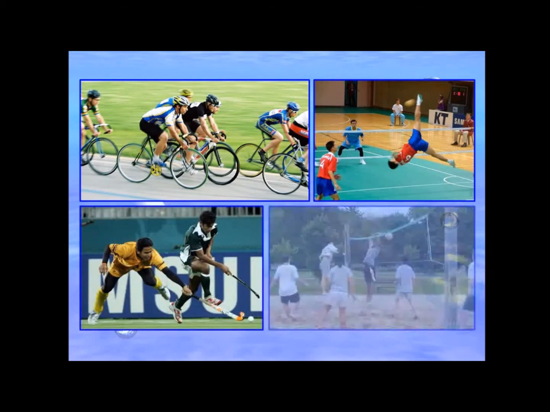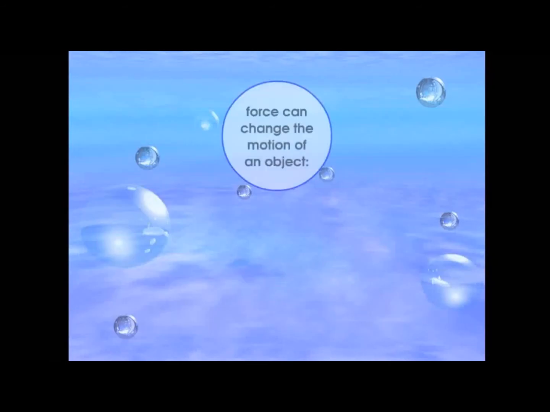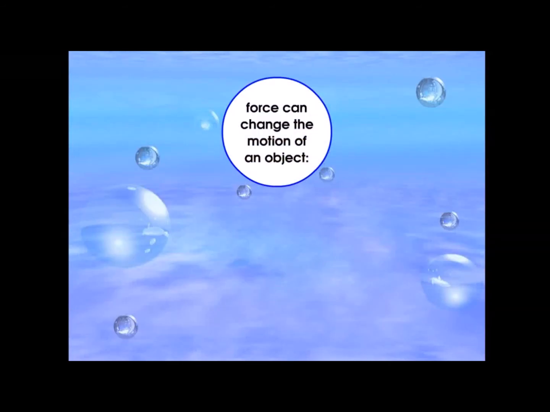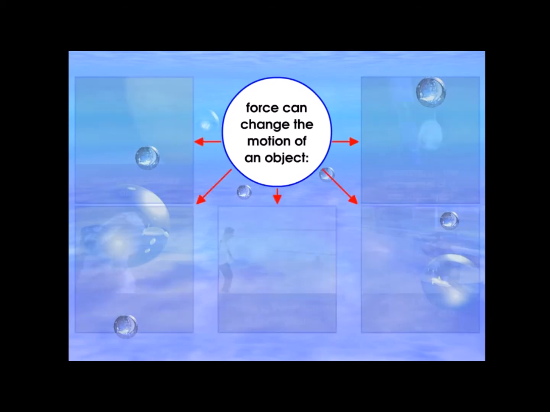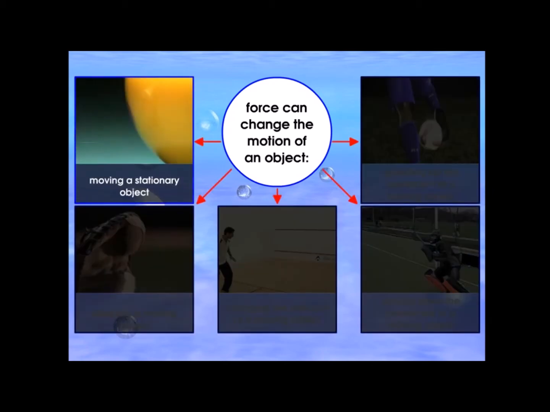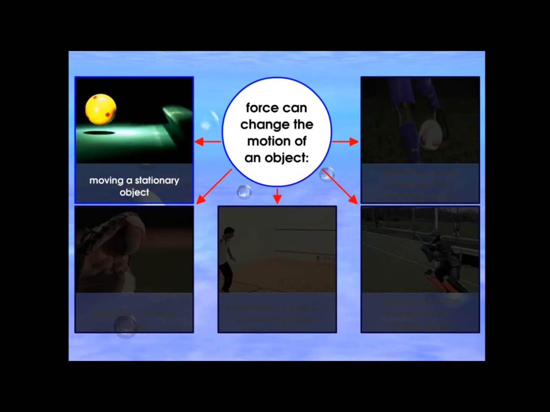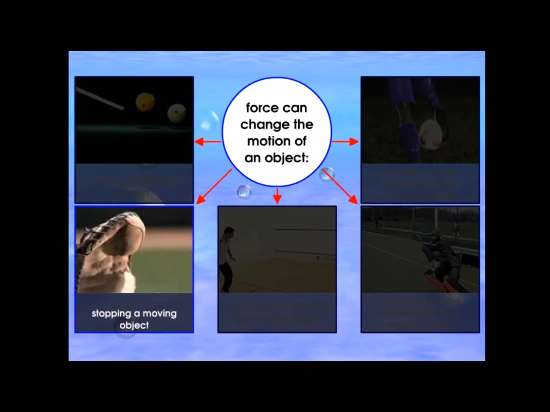How can we use force to change the motion of an object? We can use force to change the motion of an object by moving a stationary object. Force makes the ball start to move. Stopping a moving object. When a player catches a moving ball with his hands, the ball will stop.